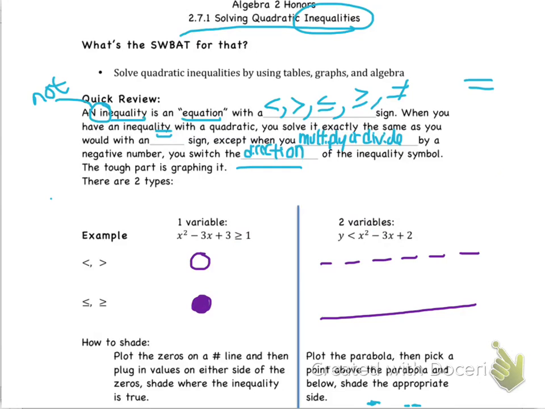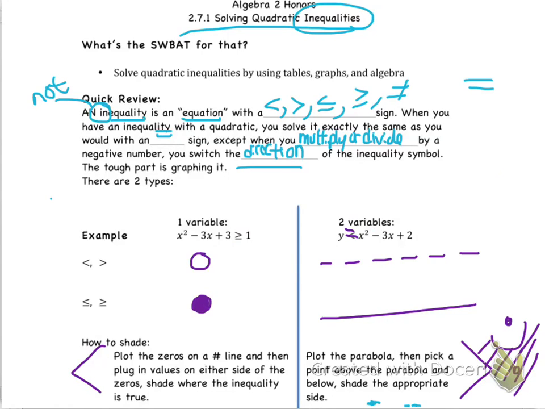with the one variable, you plot the zeros on a number line, and then you plug in values on either side of the zeros and shade where the inequality is true. Which, again, I'll show you what that means. For two variables, you're going to plot the parabola as if it was an equal sign, and then use a dotted line if it's a less than, solid line if it's a less than or equal to. And then you're going to pick a point above the parabola and a point below the parabola, and whichever one makes the inequality true is the one that you shade.